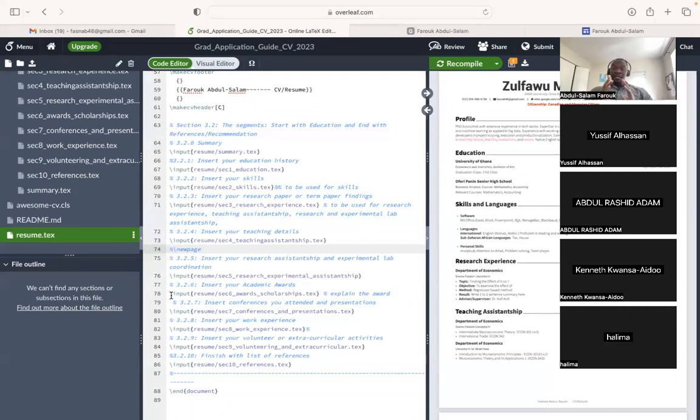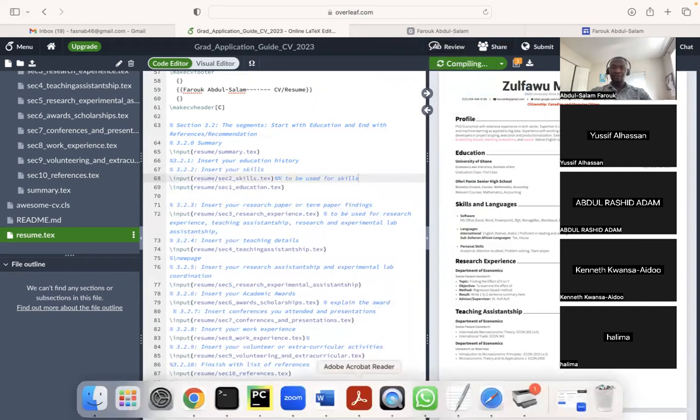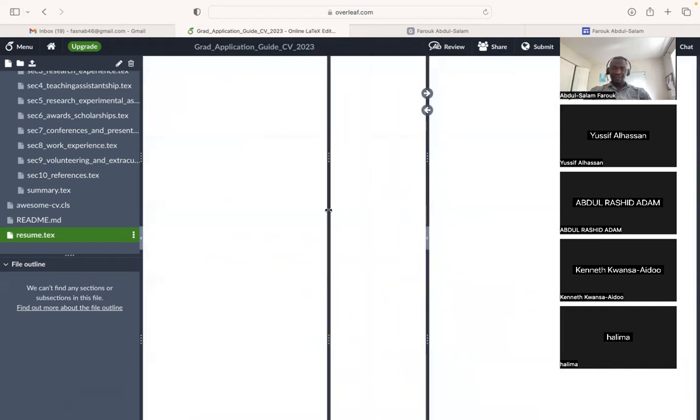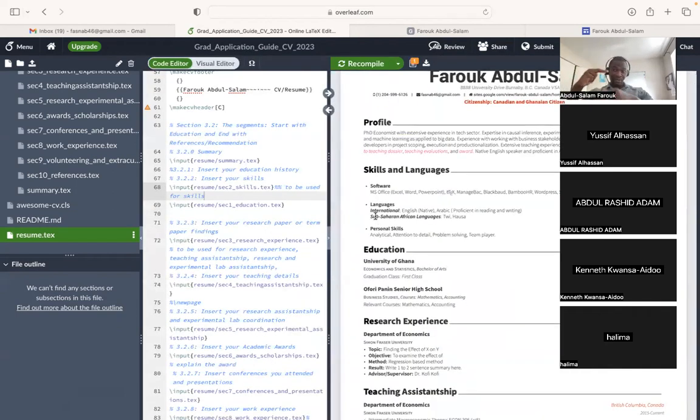So this is going to be the main doc that takes in how you segment your CV. An example here: if you don't follow these steps and you end up putting the skill set ahead of education, and you recompile, this is what you see. I've now changed the format from education then skill set and languages, to skill set and languages then education. So be mindful, the chronology is very, very important. The detail here is going to be very important.